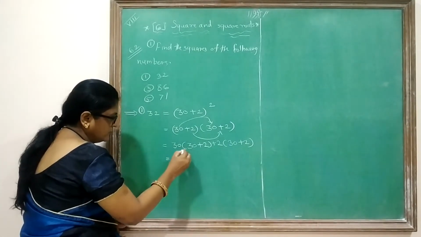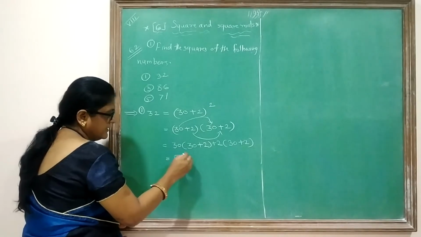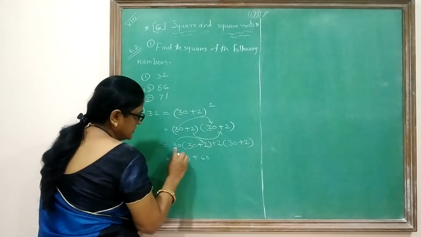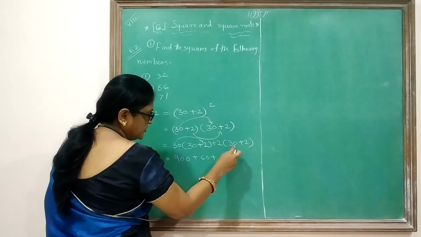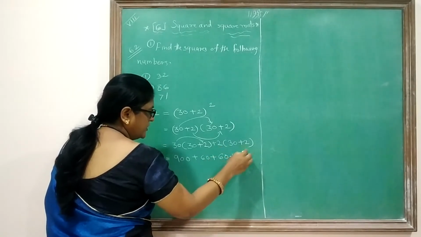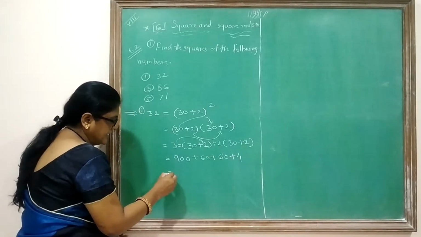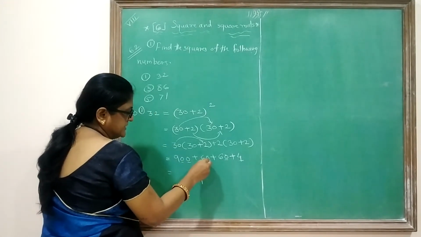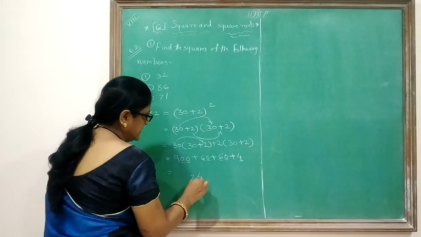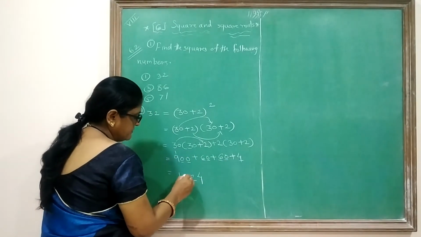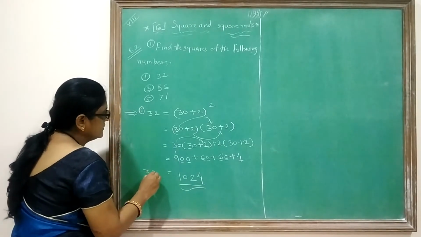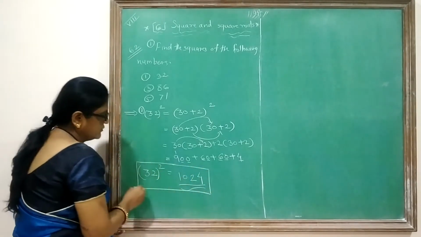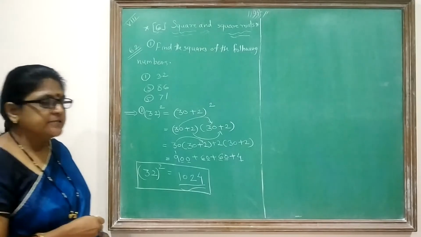That is 30 into 30, which is 900. Then 30 into 2 is 60, and 2 into 30 is 60, plus 2 into 2, that is 4. Then add them: 4, then 0 plus 6 is 6, 6 plus 6 is 12, carry 1, then 9 plus 1 is 10. So your final answer is: 32 squared equals 1024. Then see the next example.